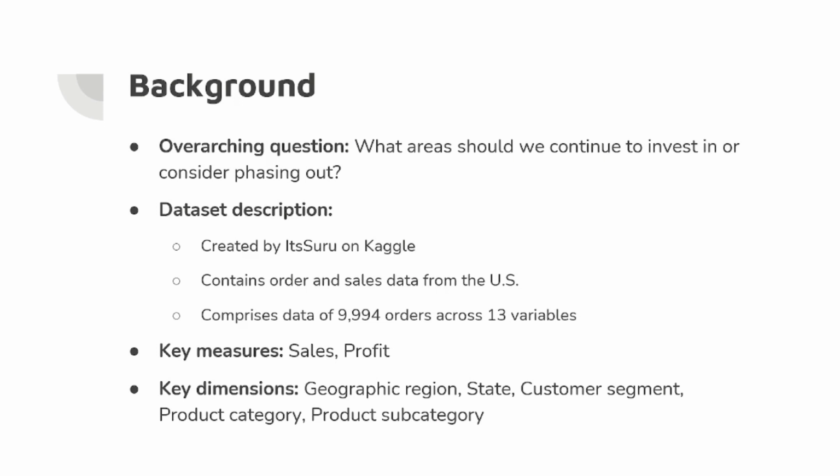With the overarching question of what areas to invest in and consider phasing out, we examined a data set for our company that was compiled in Kaggle that comprises U.S. order and sales data. With just under 10,000 data points across 13 variables, key measures for our analyses included sales and profit, and key dimensions included geographic region, state, customer segment, and product categories and subcategories.